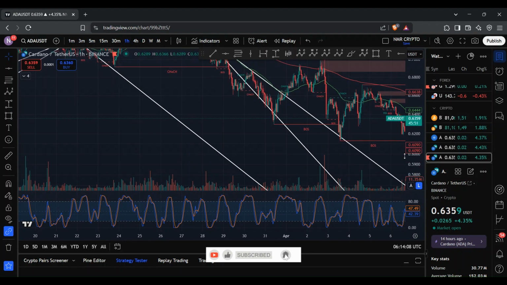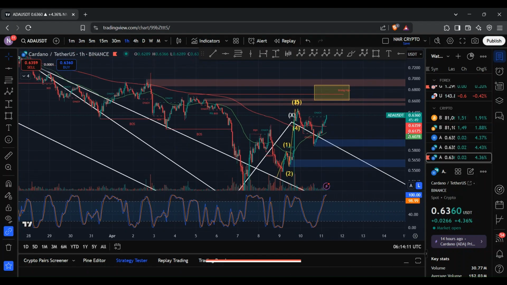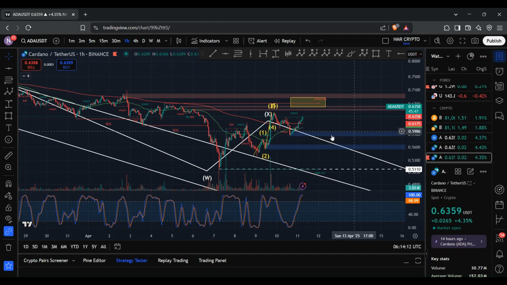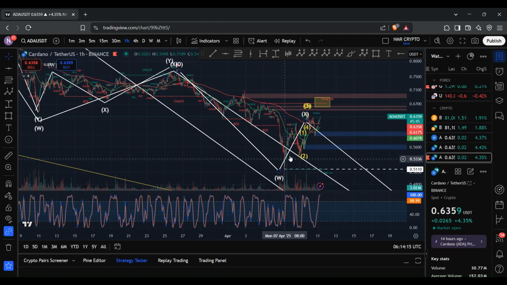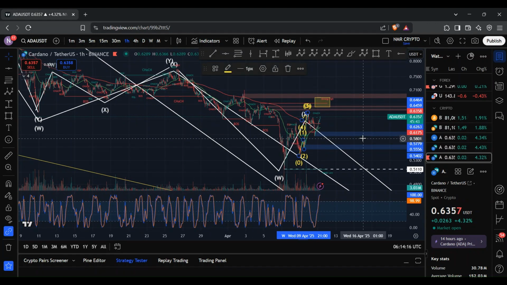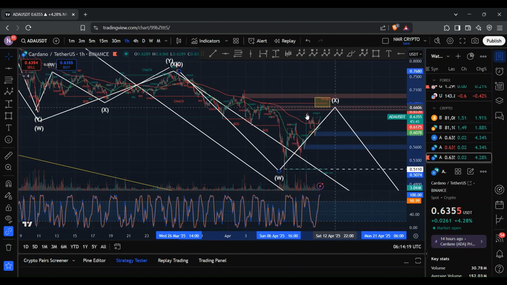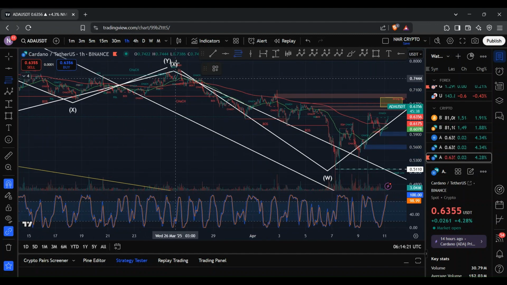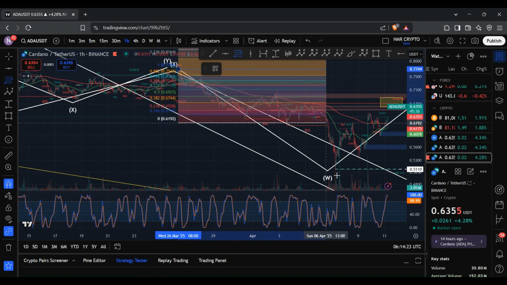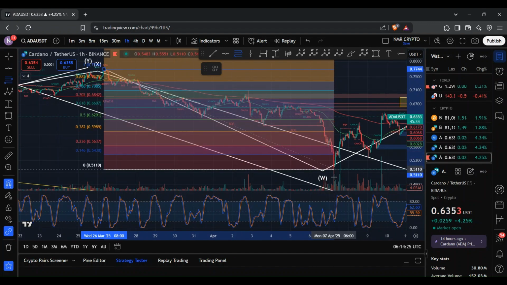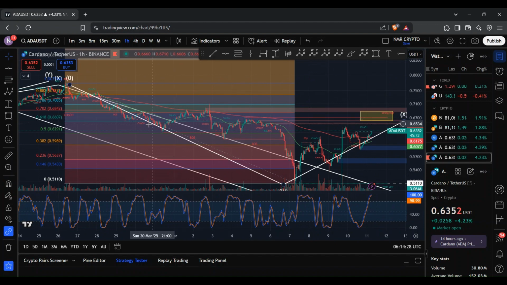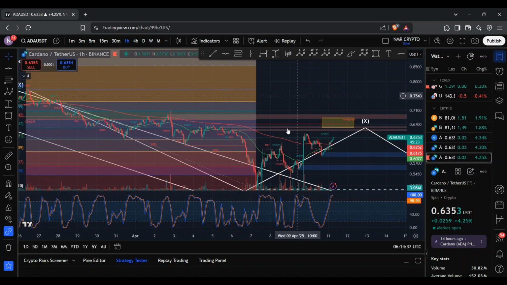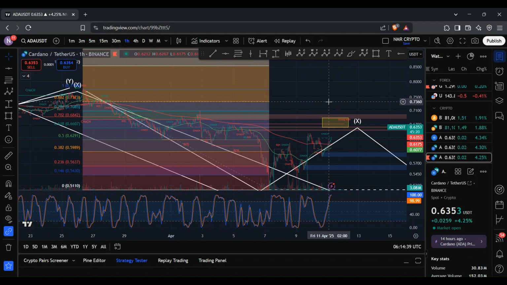Now, the X wave typically retraces anywhere between 50% to 88.2% of the W wave. So this X wave here. So if I just remove this now, and so this X wave here. So if I just quickly draw that in. So ADA could potentially reach anywhere between 62.91 cents to 73.73 cents. And as you can see, we already met the requirement over here. And so we could go even higher towards 73 cents.